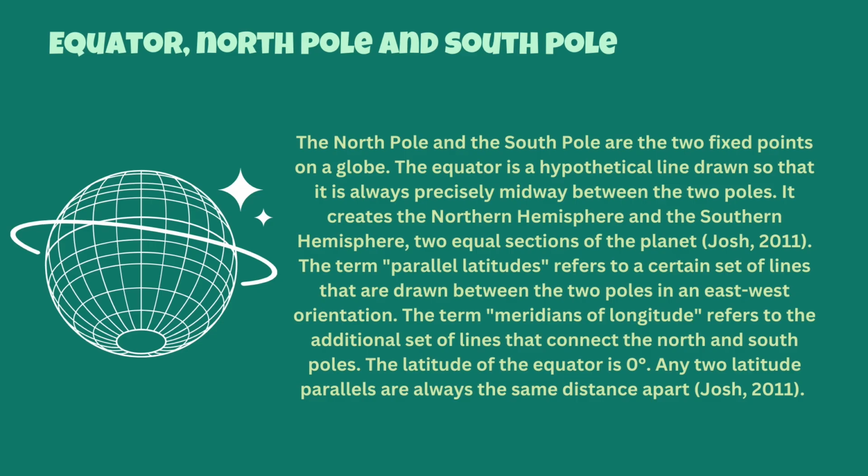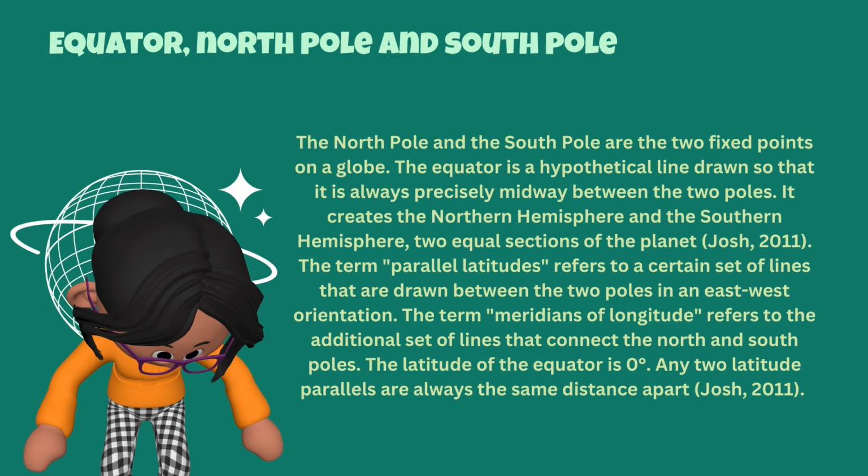The term parallel latitudes refers to a certain set of lines that are drawn between the two poles in an east-west orientation. The term meridians of longitude refers to the additional set of lines that connect the north and south poles. The latitude of the equator is 0 degrees. Any two latitude parallels are always the same distance apart.